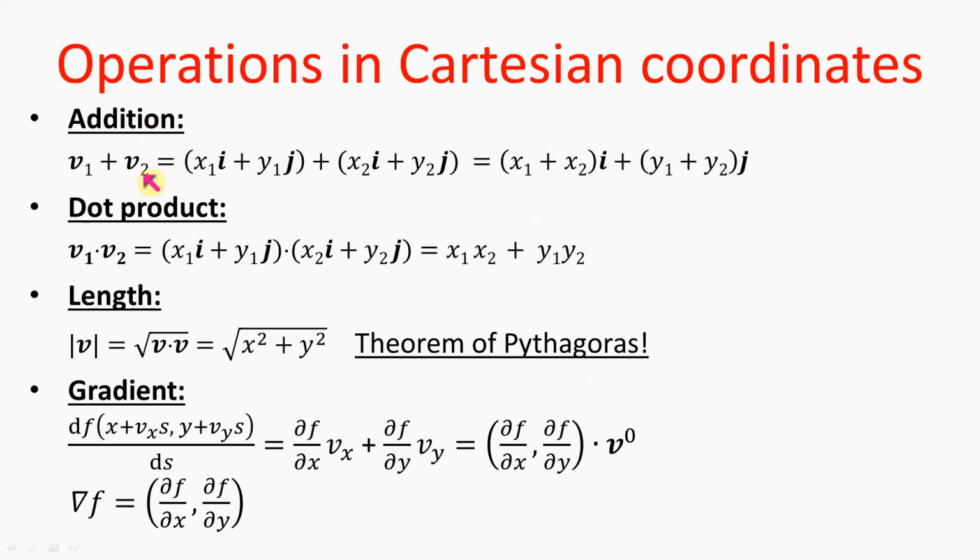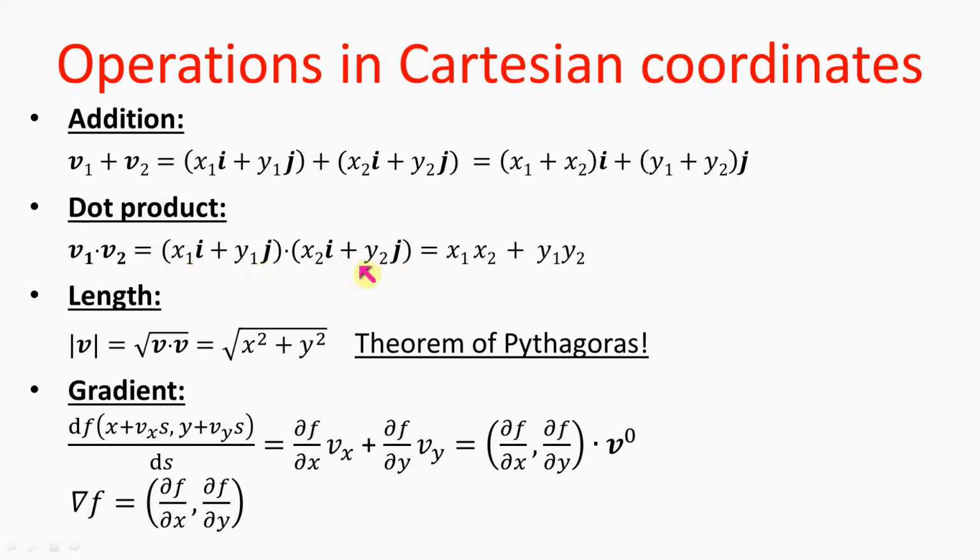The first operation is addition. So we express the two vectors that are added as linear combinations of the basis vectors with the coordinates, and then we exploit the associative property of vector addition and also the distributive property of scalar multiplication. So this sum can be rearranged in the following form, which means that we can add two vectors by adding the coordinates independently. Let's see the dot product. Again, we express the two vectors.